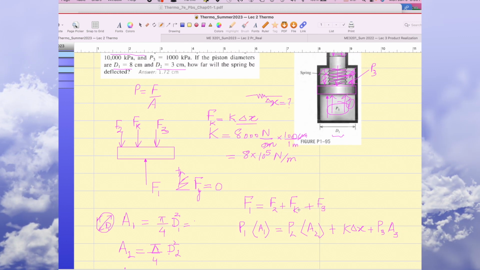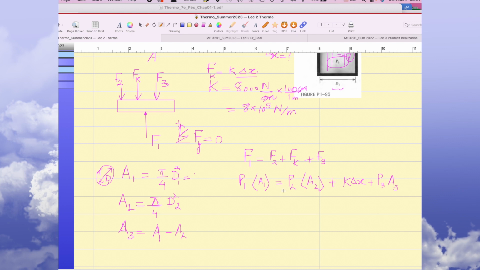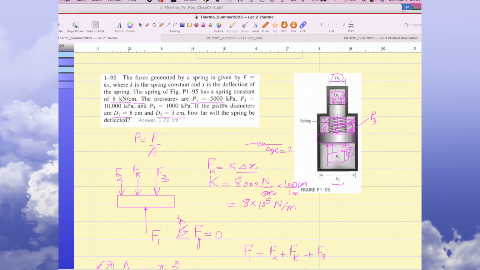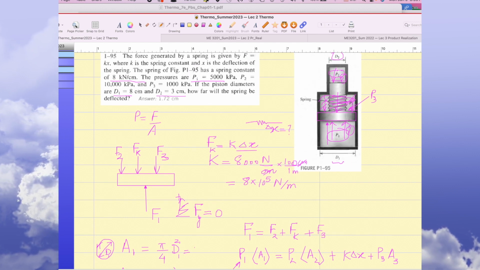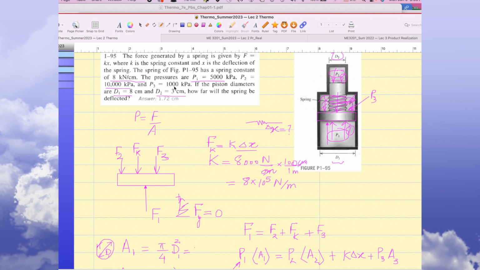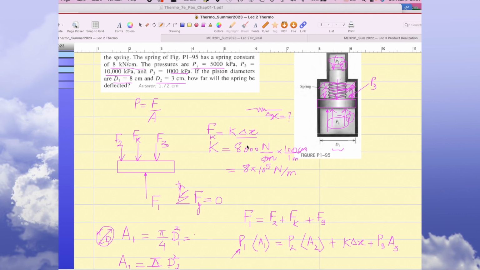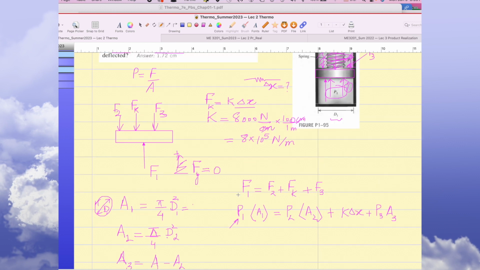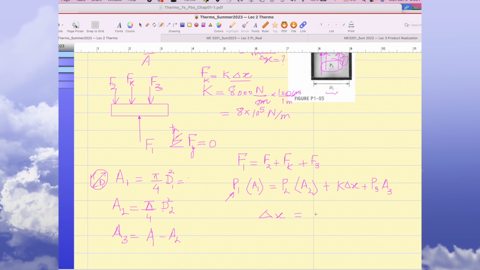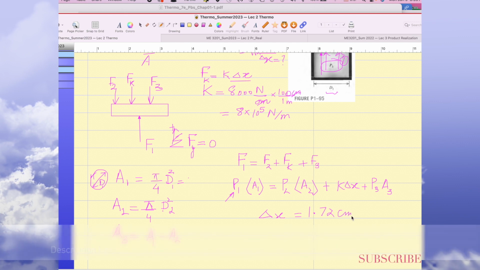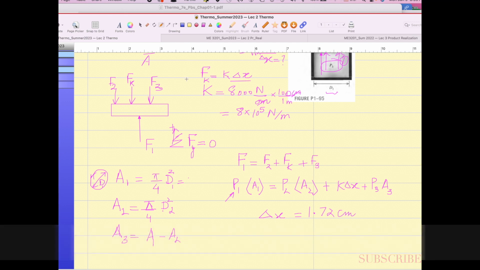And from this equation, what is missing? Everything is given. Look, P1 is given, which you can plug in over here. P2 is given, which is 10,000. P3 is given, which is 1,000 kilopascals. And diameter 1 and diameter 2 are given. So everything is given. If you do the math, you should get this answer. This is the answer for this question.